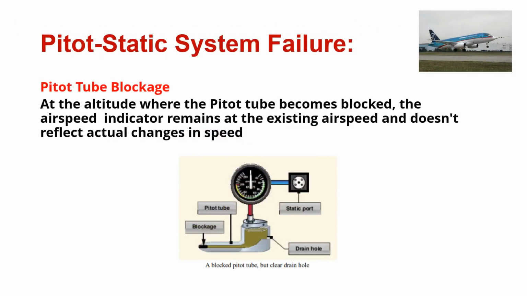Pitot-static system failure. The pitot-static system may fail due to pitot tube blockage or static port blockage. In pitot tube blockage, at the altitude where the pitot tube becomes blocked, the airspeed indicator remains at the existing airspeed and doesn't reflect actual changes in speed.